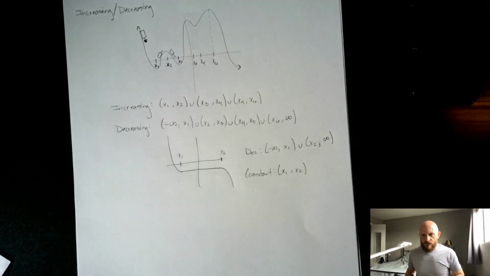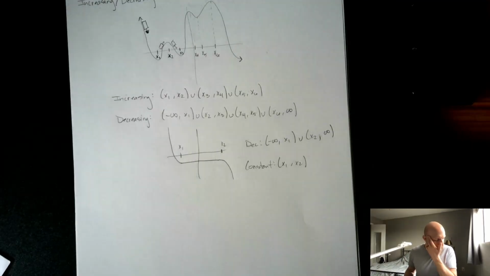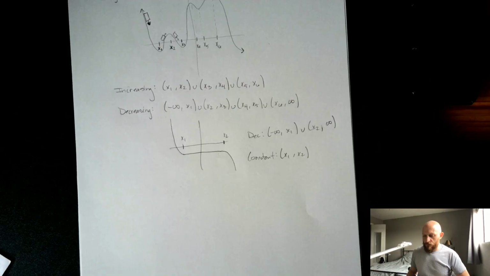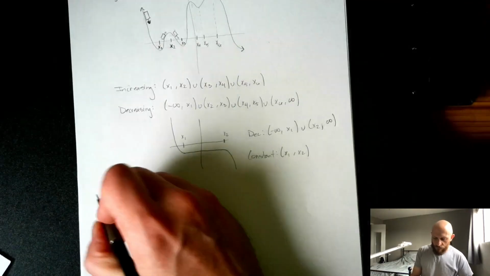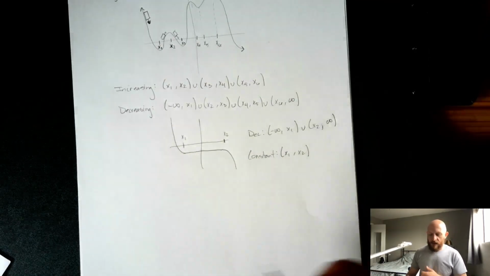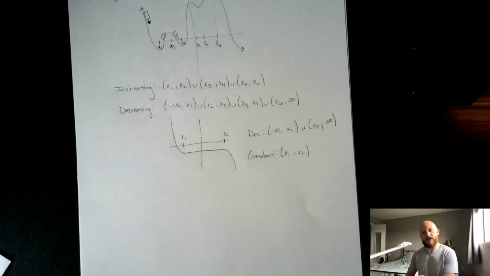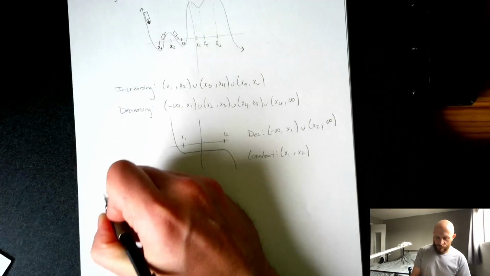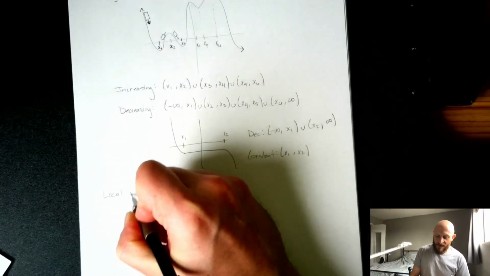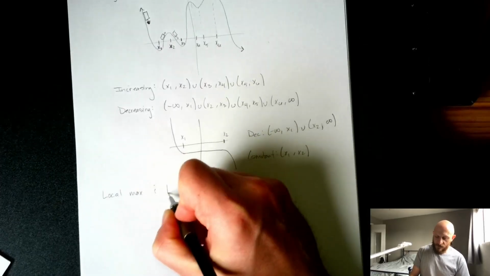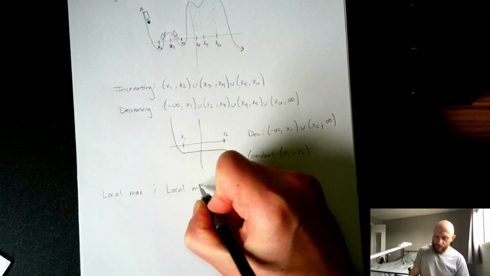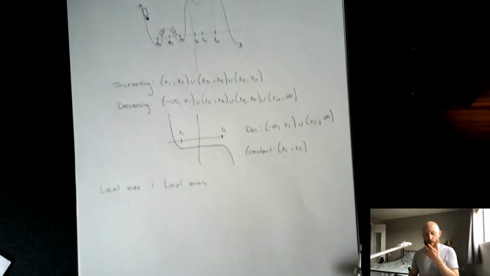All right, increasing, decreasing. What else do I want to talk about? Right, absolute and local extrema. So local extrema means, and when we talk about extrema, that's just a shorthand way of saying maximums and minimums. So we're looking at local maximums and local minimums. So we'll start with that first.